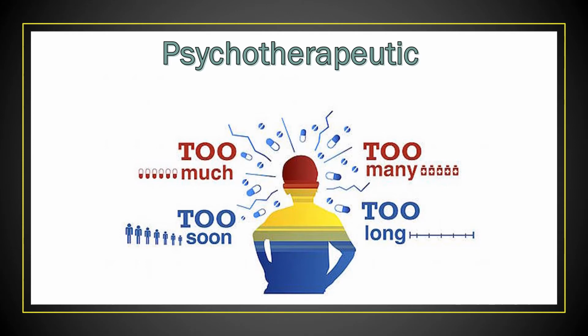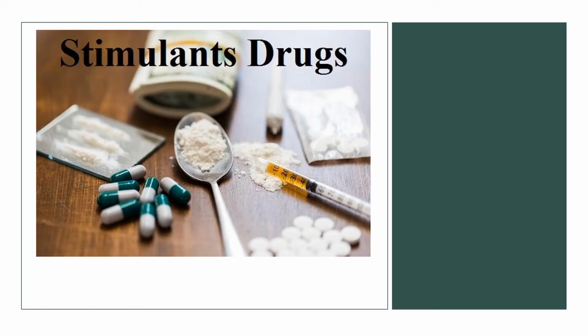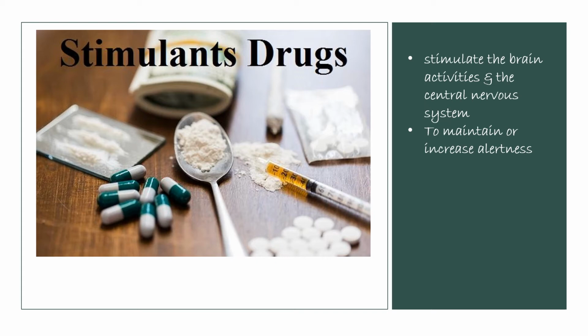Now let us look at the third type of modern medicine called psychotherapeutics. What is psychotherapeutic? It is a medicine that is used to treat the mental illness. The first example of psychotherapeutic drugs is stimulant. Stimulants can stimulate human brain's activity, and it can control the human central nervous system. It can maintain or increase the alertness. It can counteract normal fatigue. It also can elevate mood.